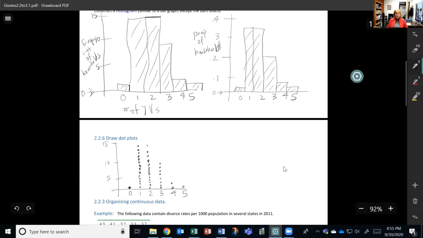And you can see again, this looks just like these. So all of these graphs represent discrete data.